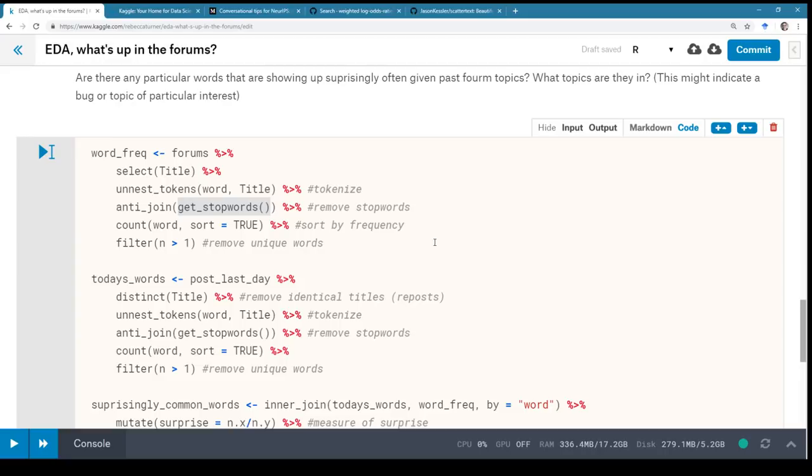Yeah, so removing stop words, I think, from the Bing list. And then I am getting the frequency of each word, and I am sorting by frequencies. The most frequent words are on the top. And then I remove unique words, so things that only show up once. That's going to be the majority of words in any relatively small corpus, and this is a relatively small corpus. The technical term for a word that only shows up once in a corpus is, I believe, hapax legomenon. So there's a trivia fact for that.